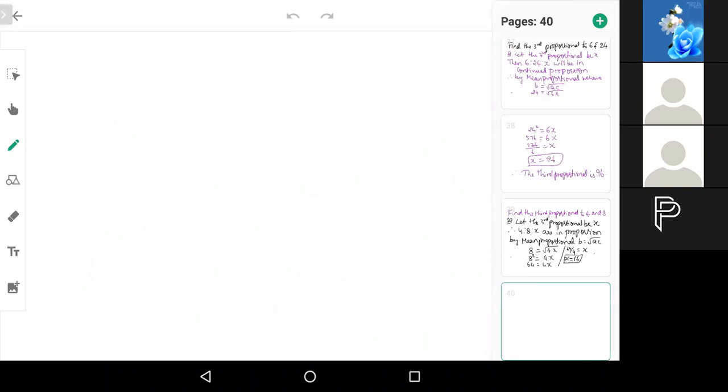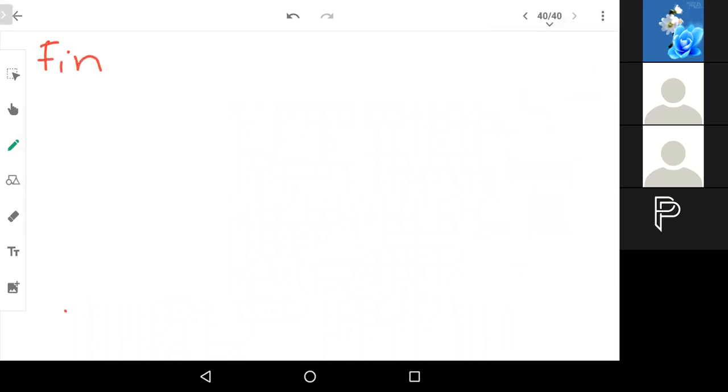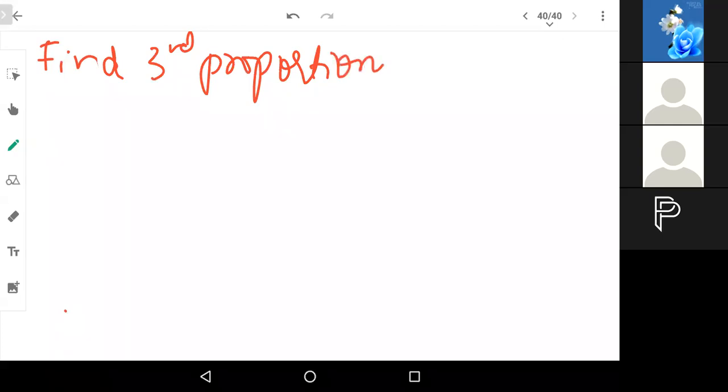Okay. Now let us solve this question. Find third proportional to 0.5 and 1.5. Give it a try. Find third proportional to 0.5 and 1.5.